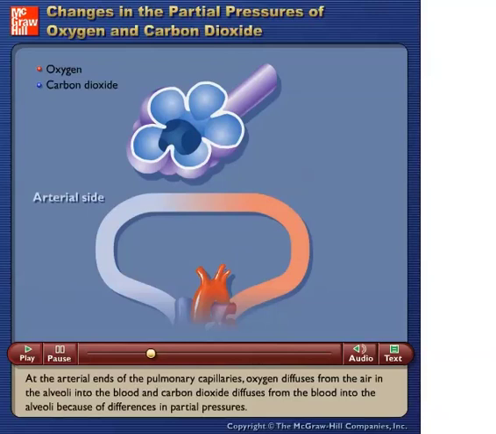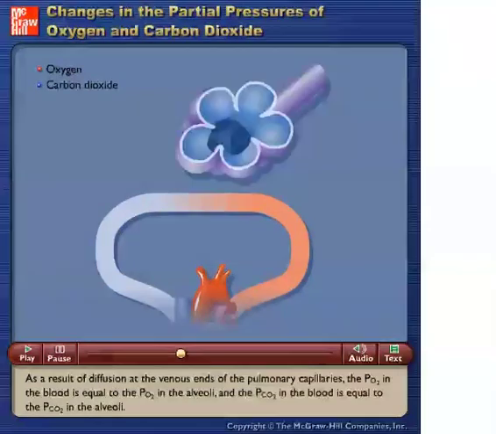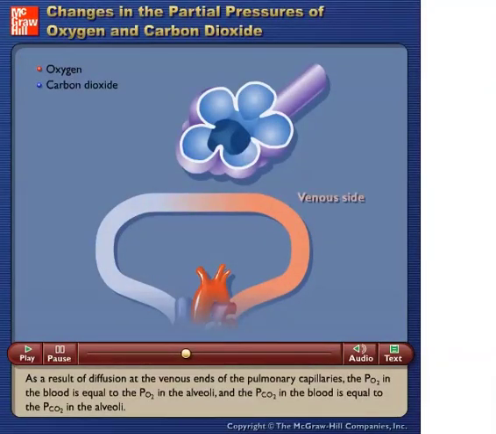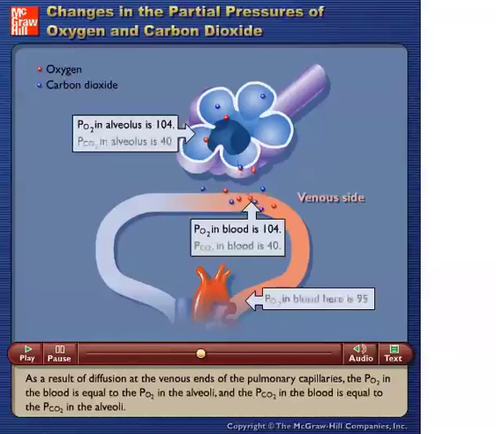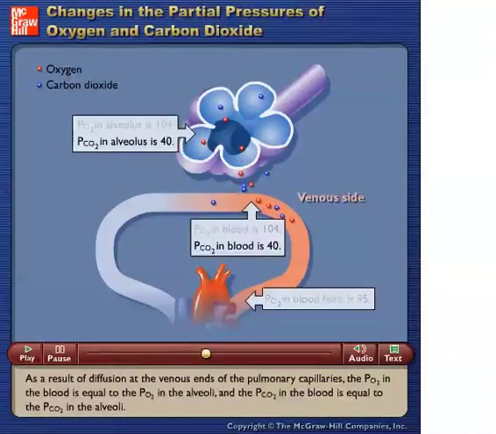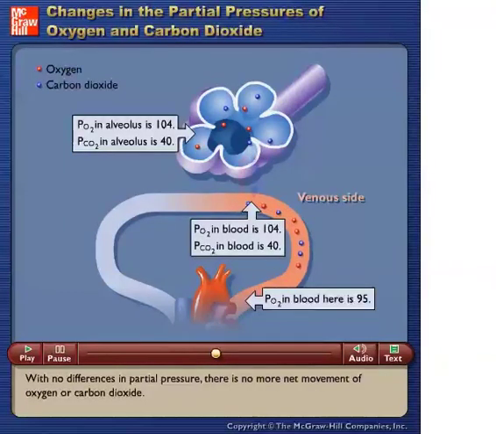At the arterial ends of the pulmonary capillaries, oxygen diffuses from the air in the alveoli into the blood, and carbon dioxide diffuses from the blood into the alveoli because of differences in partial pressures. As a result of diffusion at the venous ends of the pulmonary capillaries, the PO2 in the blood is equal to the PO2 in the alveoli, and the pCO2 in the blood is equal to the pCO2 in the alveoli. With no differences in partial pressure, there is no more net movement of oxygen or carbon dioxide.